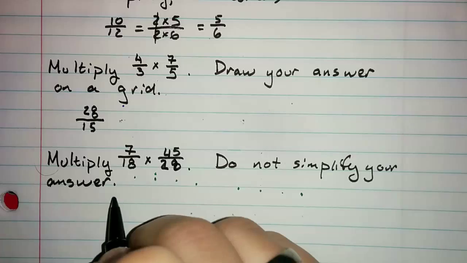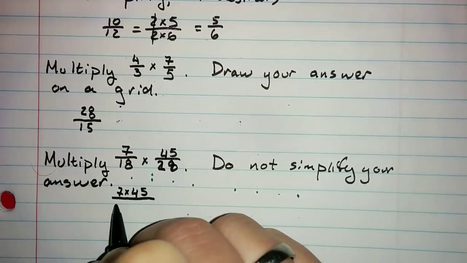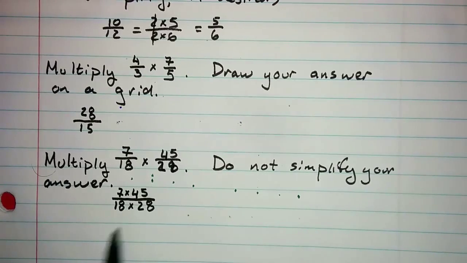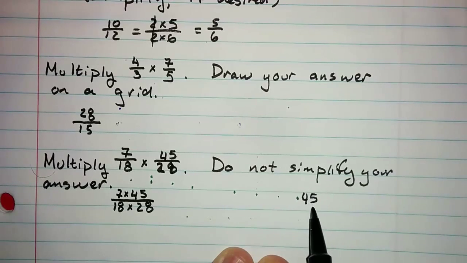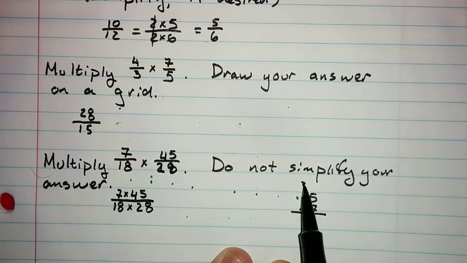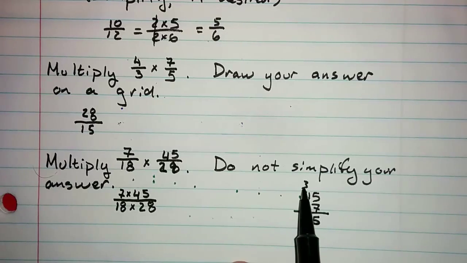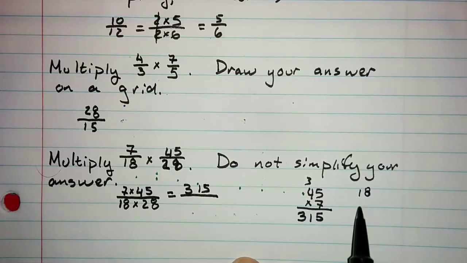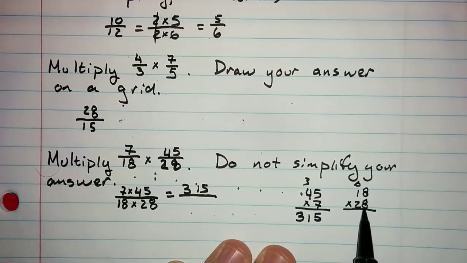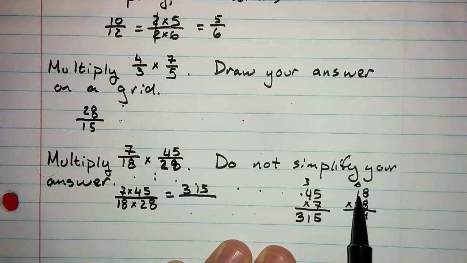All right, we'll multiply the numerators and multiply the denominators. I think we're going to need to write out both of these multiplication problems. 45 times 7. 7 times 5 is 35. 7 times 4 is 28, plus 3 is 31, so 315. 18 times 28. 8 times 8 is 64. 8 times 1 is 8, plus 6 is 14.